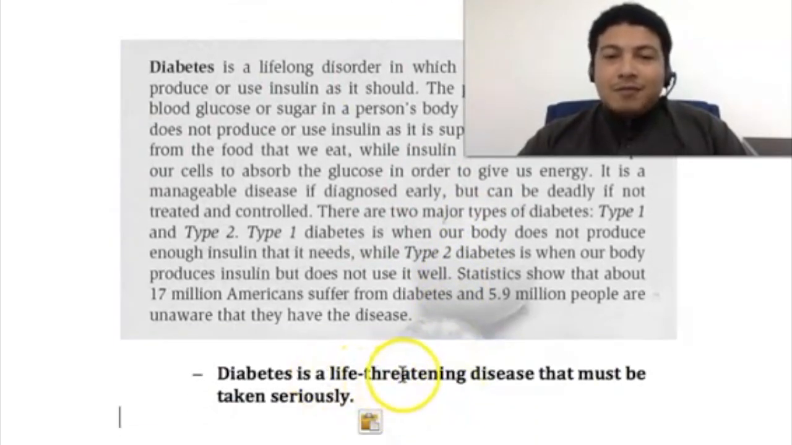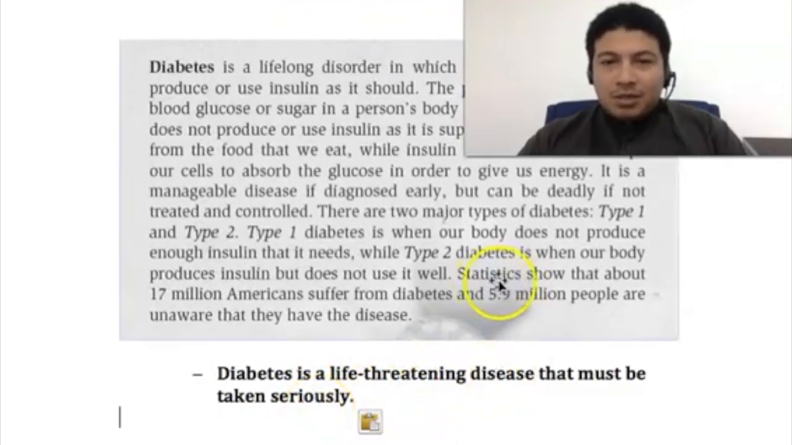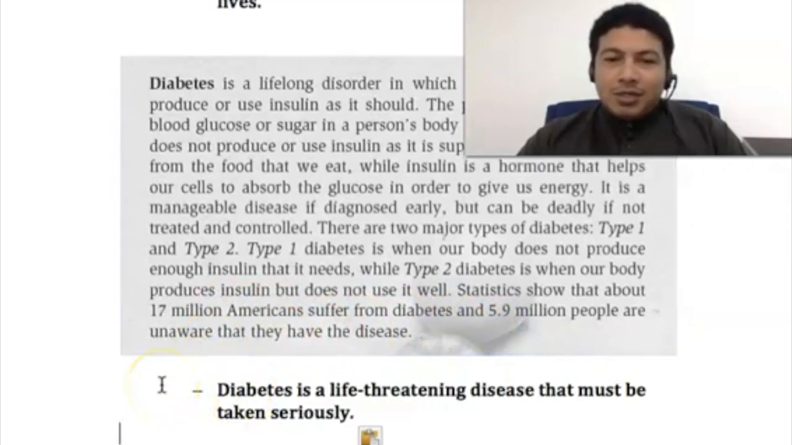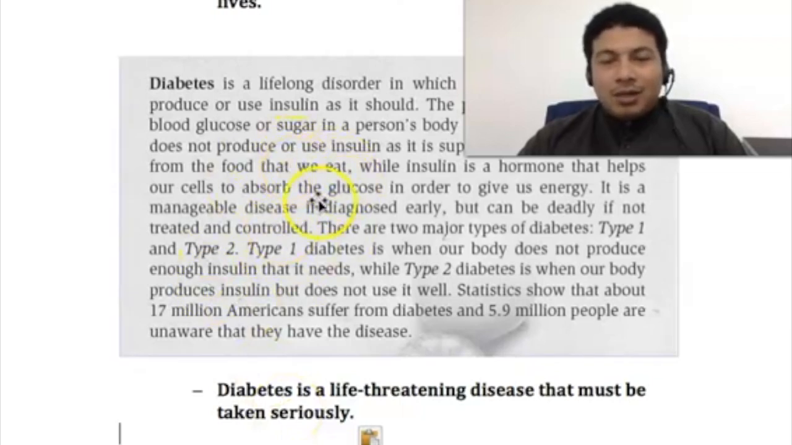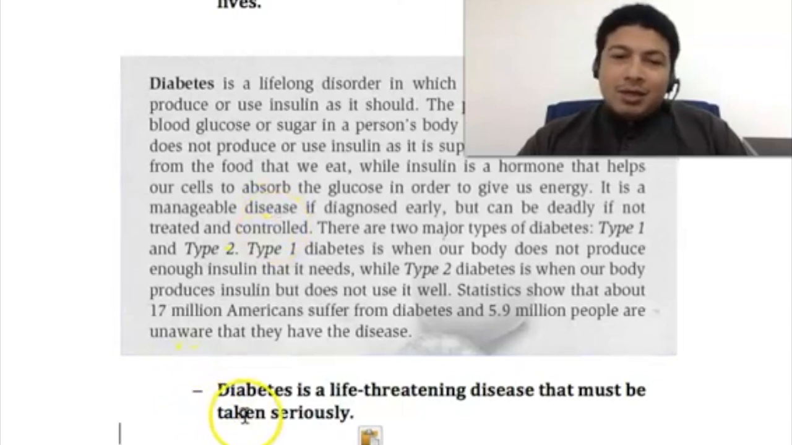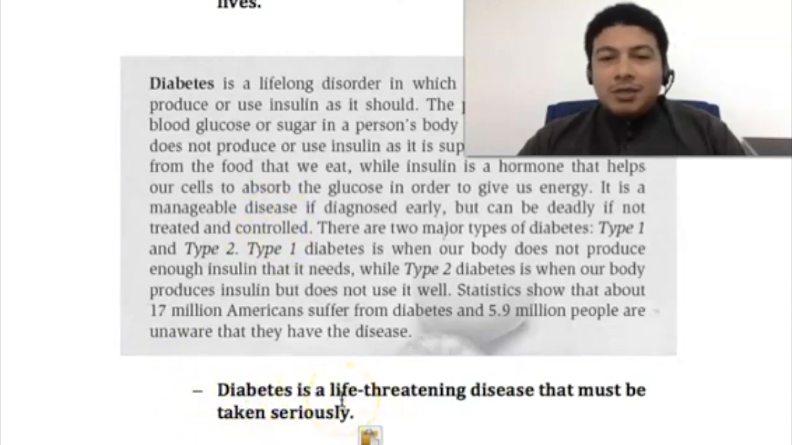diabetes is a life-threatening disease that must be taken seriously, because statistics show that 17 million people suffer from diabetes and 5.9 million people are unaware. They do not know that they have diabetes. So this is what we can imply. So the reason why this paragraph or the article is written by the author is that he or she is trying to tell us that diabetes is a life-threatening disease that must be taken seriously.